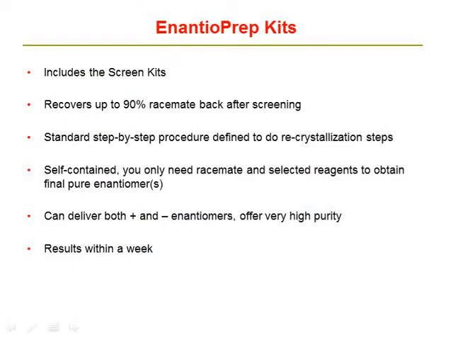Enantiomer prep kits include the screen kits. Then they recover up to 90% of racemate back after screening. And then provide components and standard step-by-step procedure for doing the recrystallization steps. They're self-contained. You only need racemate and selector reagents to obtain the final pure enantiomers. It can deliver both positive and negative enantiomer with very high purity. Results are obtained within a week. It defines a scalable and consistent chiral separation method.